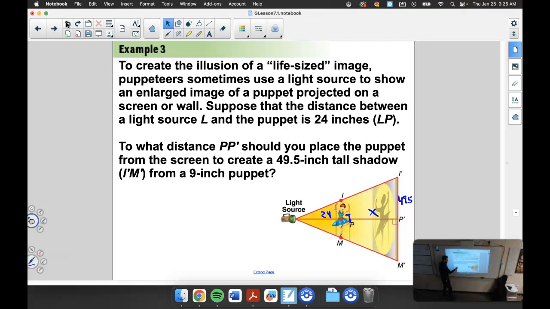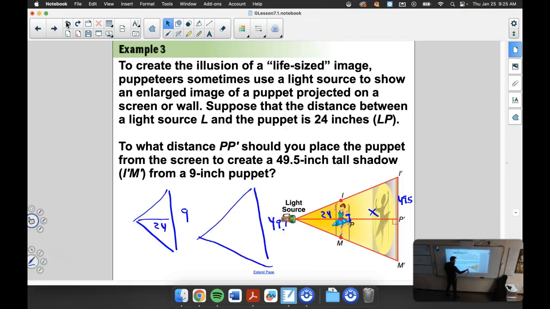So can I break this down just to help us out? You've got 9 inches, 24 inches, compared to 49.5 and this distance here. How much is this whole thing? All the information's there for you to tell me and answer. Okay, it's 24 plus x.